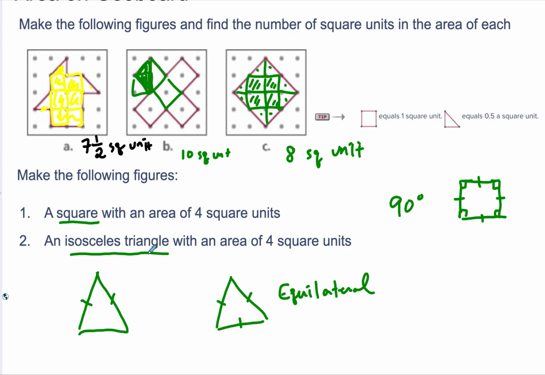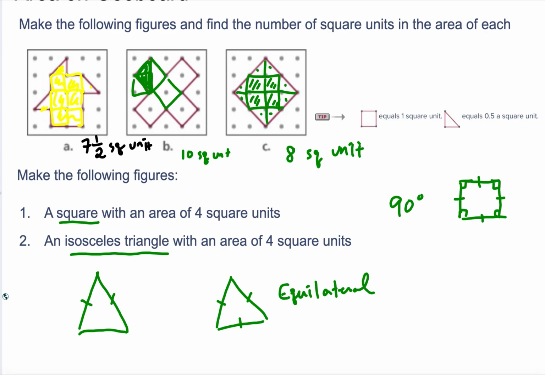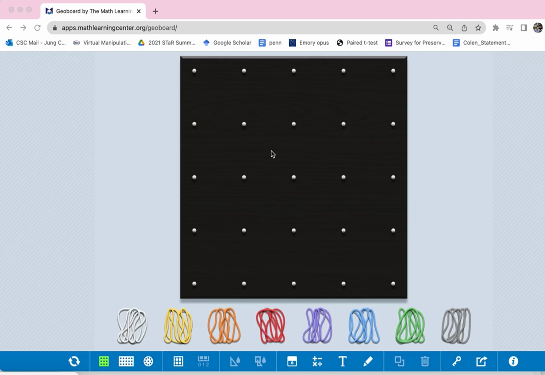And pause the video and think about using this geoboard. So click geoboard and you can find something like this. Let me see if I can change the video. So this is a geoboard, and you can find different colors of rubber band. This is very powerful. So go to apps.mathlearningcenter.org/geoboard/.